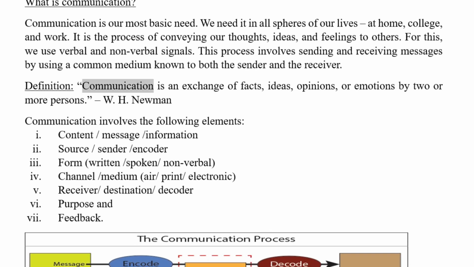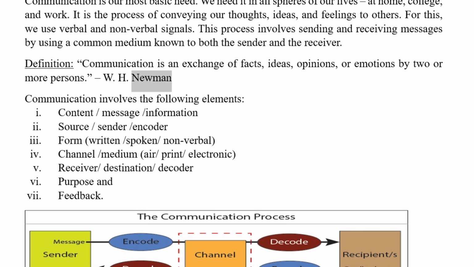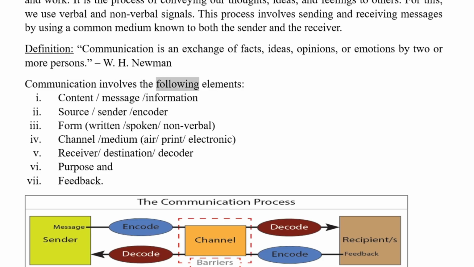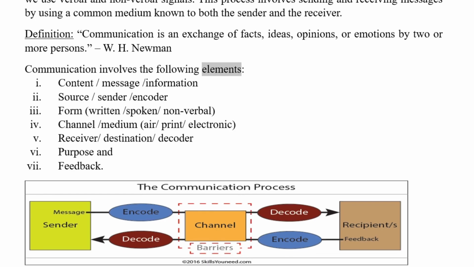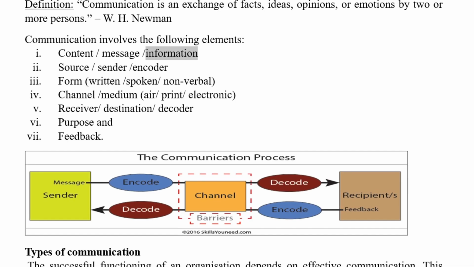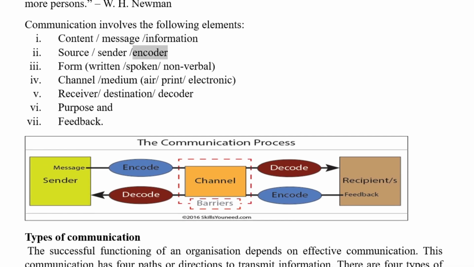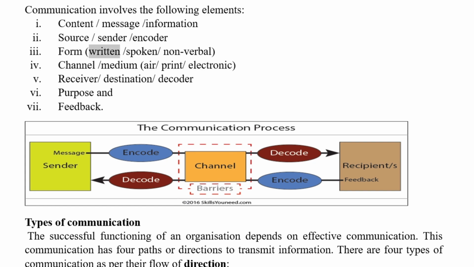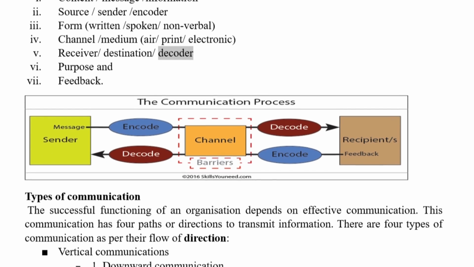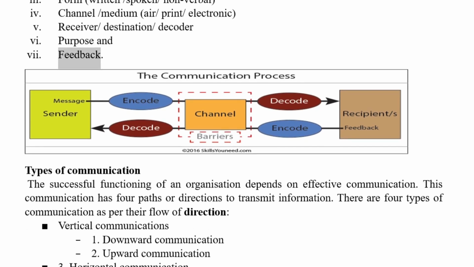Definition: communication is an exchange of facts, ideas, opinions, or emotions by two or more persons. W. H. Newman. Communication involves the following elements: content, message, information; source, sender, encoder; form: written, spoken, nonverbal; channel, medium: air, print, electronic; receiver, destination, decoder; purpose and feedback.